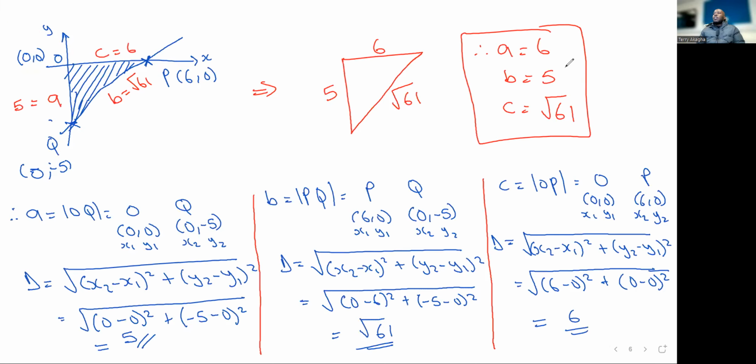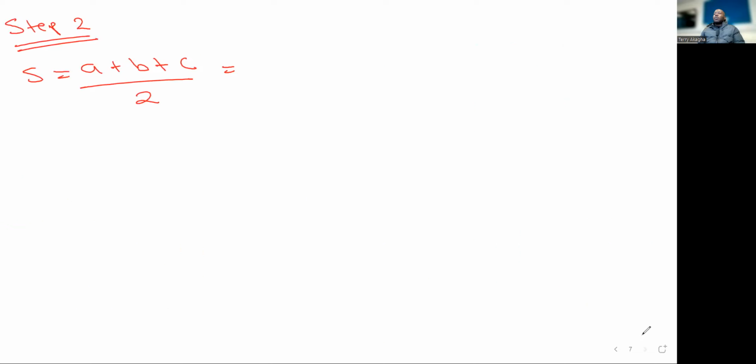So let's do that. So step 2, S is equal to A plus B plus C divided by 2. And that will give us the A is 6, 5, and root 61. So we have 6 plus 5 plus root 61 divided by 2. And that will give us 11 plus root 61 divided by 2. We've gotten the S.